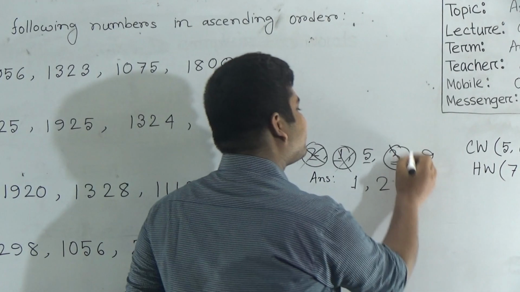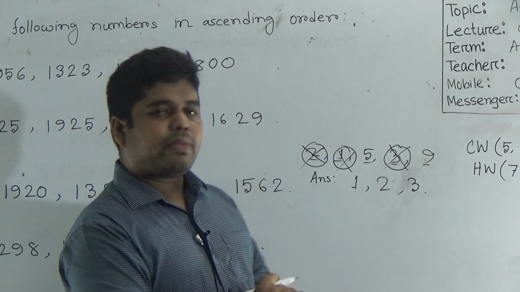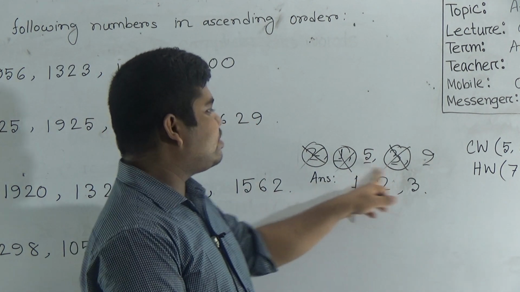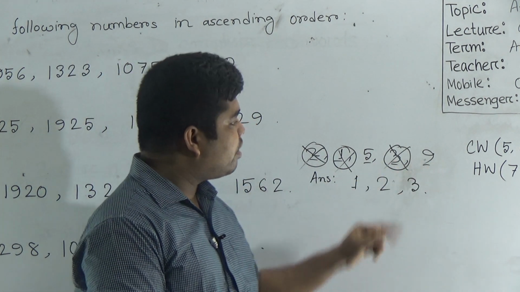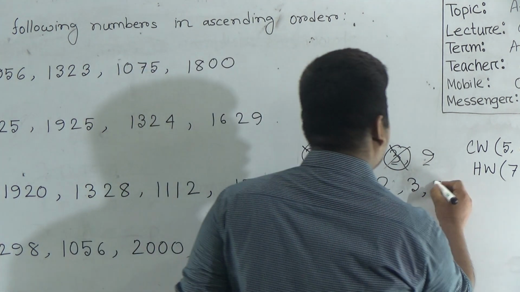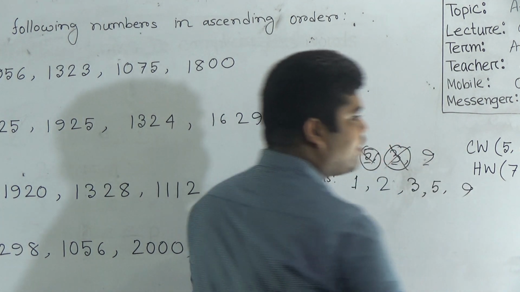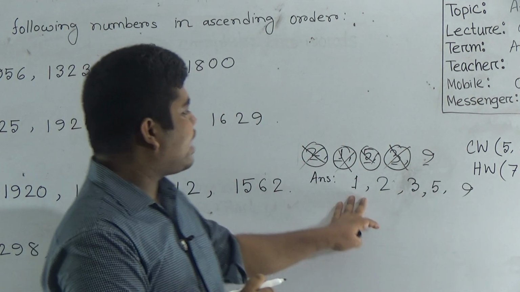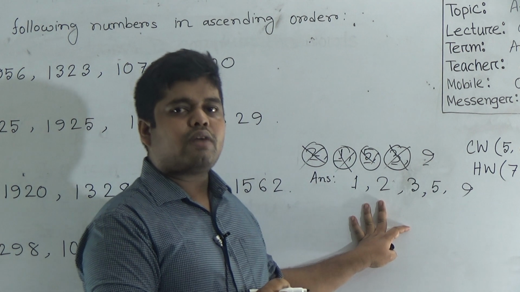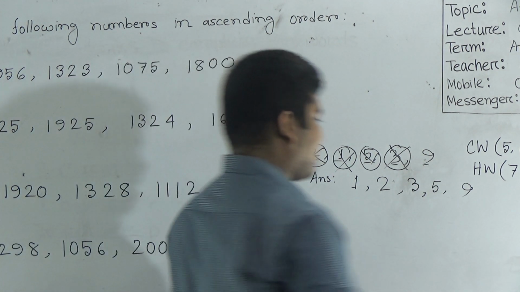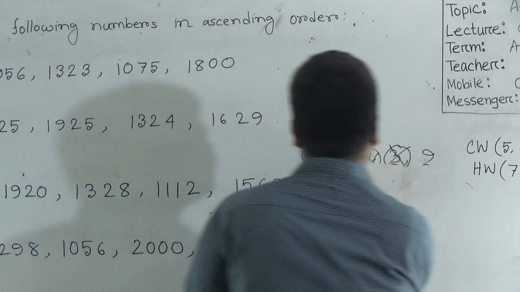After 3 is done, 2 numbers are left, 5 and 9. Which number is smaller between 5 and 9? We know 5 is the smaller number, and 9 is left. After that we write 9. I hope you have understood how to write in ascending order numbers which are not arranged. So I erase this and start to solve question number 5.